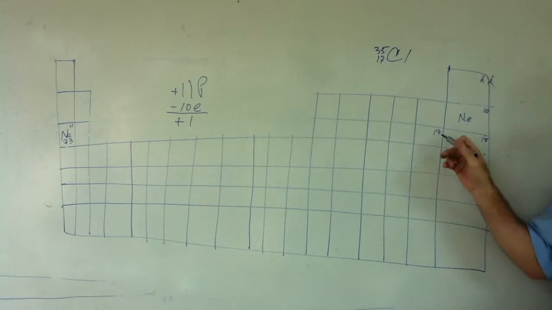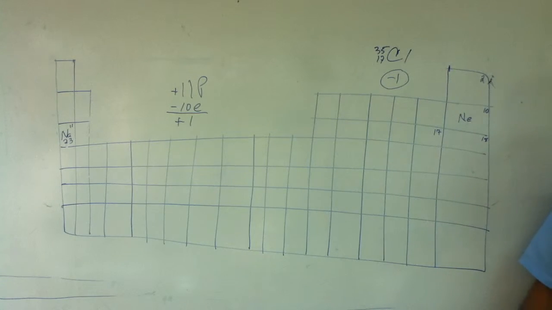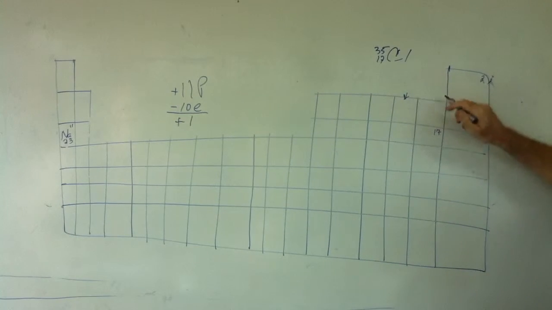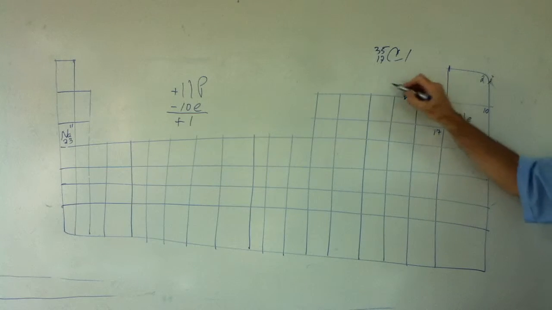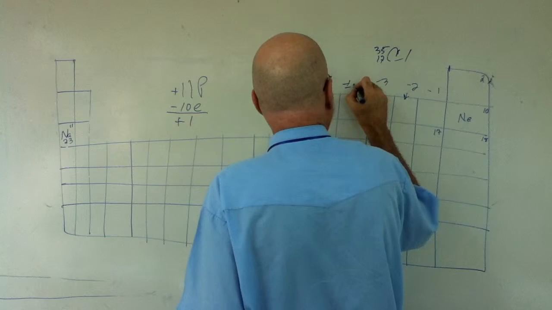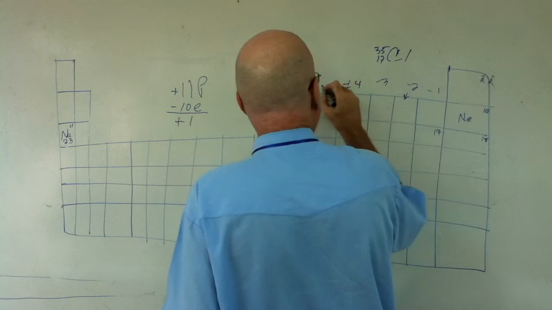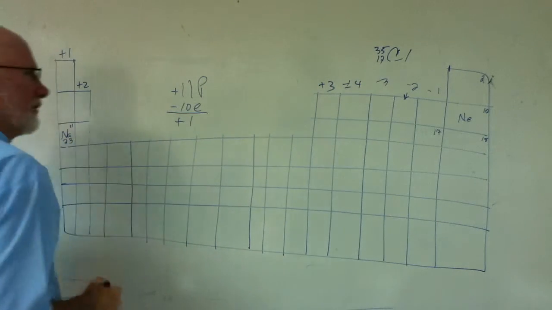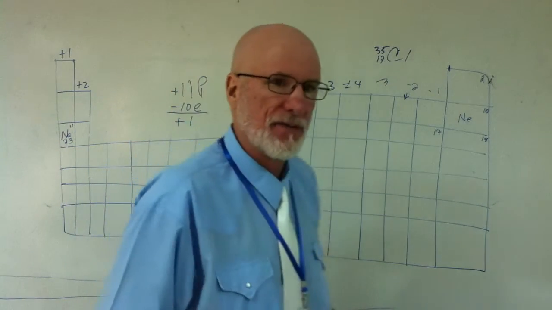So it has a charge of -1 because of the extra electron. This row will always be -1, the whole row. This row will be -2, -3. This will be plus or -4. This will be +3. This will be +2. This will be +1. These will have varying ones because there's other things involved there.